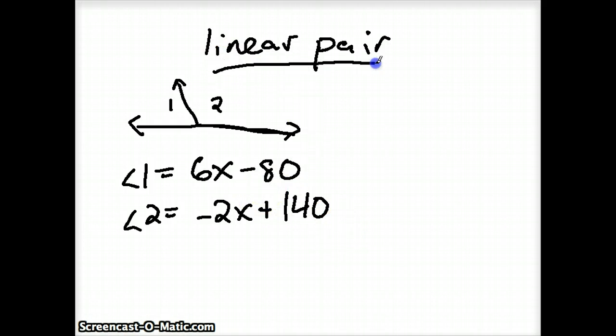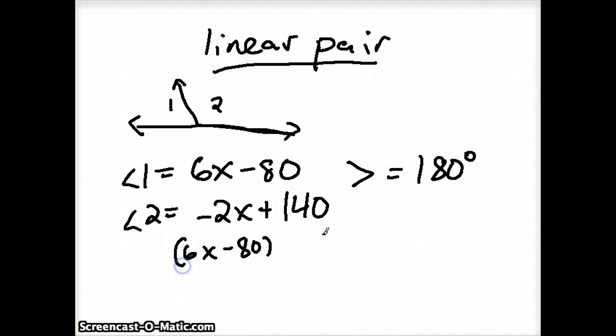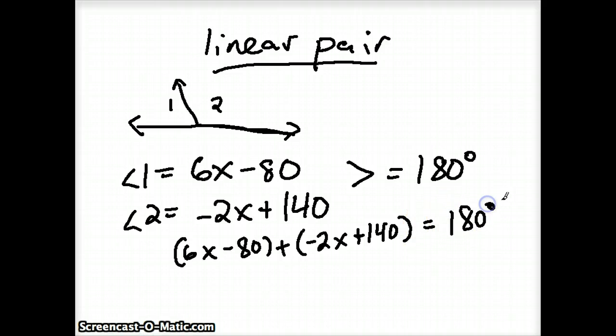Well, if we know that they're a linear pair, we know that these two angles combined equal 180 degrees. Well, let's do some algebra here. Angle 1, 6x minus 80, plus negative 2x plus 140, angle 2, equals 180 degrees. And now if you remember from algebra, we do things that are called combining like terms. So we can combine our x's together, and 6x plus negative 2x, or 6x minus 2x, is 4x.